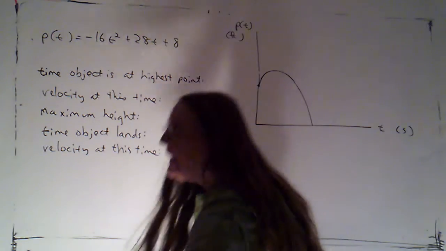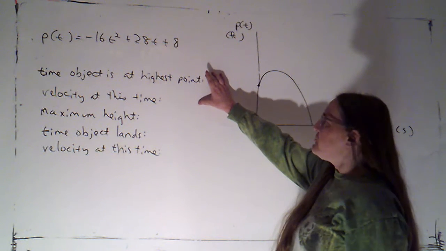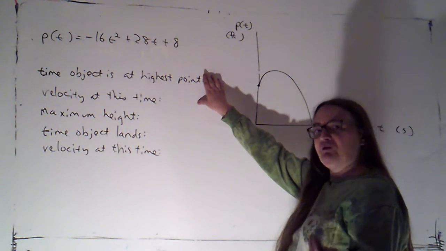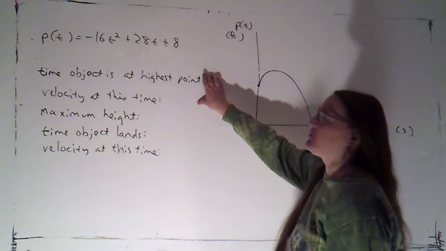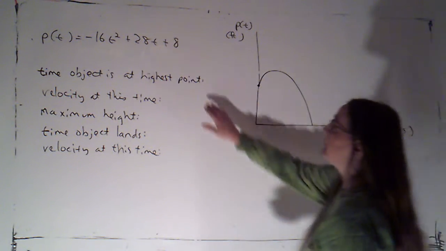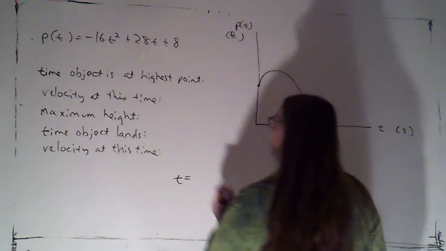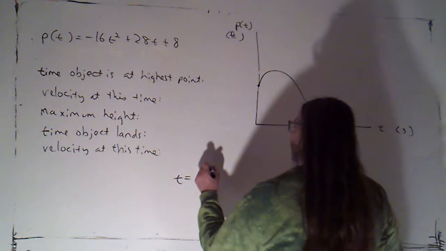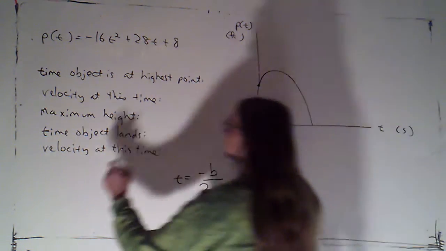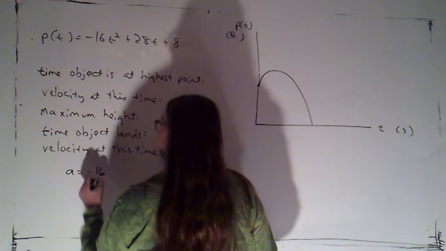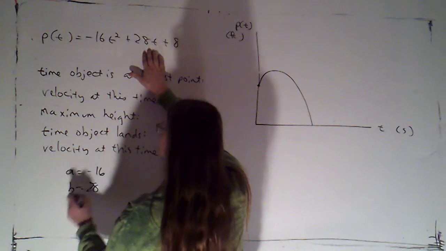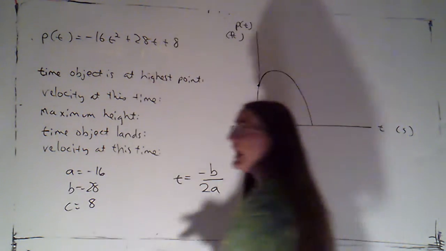Okay. Now, these first two questions I'm actually going to do twice. I'm going to do first the algebra way and then the calculus way. Now the algebra way we already know. It's an upside down parabola. The time we're at the highest point will be the t value of the vertex. And that's just going to be the opposite of b over 2a, where here a would be negative 16. That's the coefficient of the squared term. B would be 28, and c would be 8.